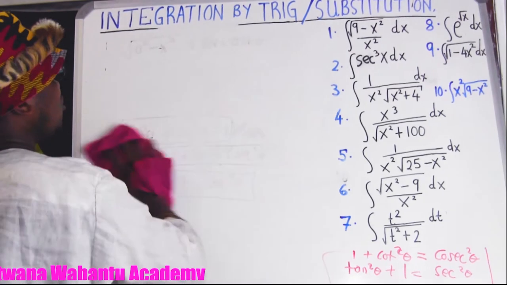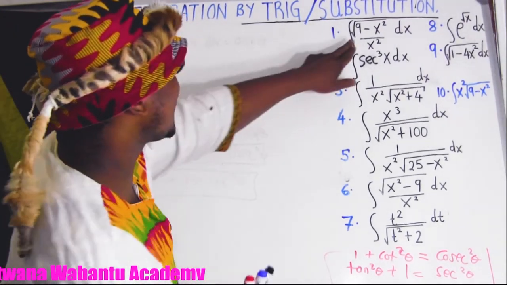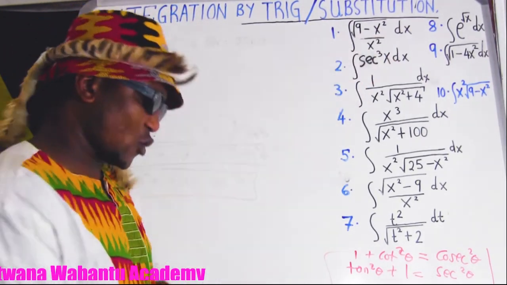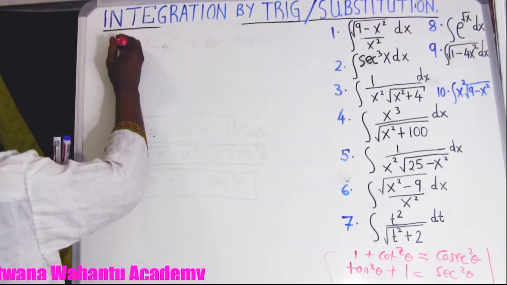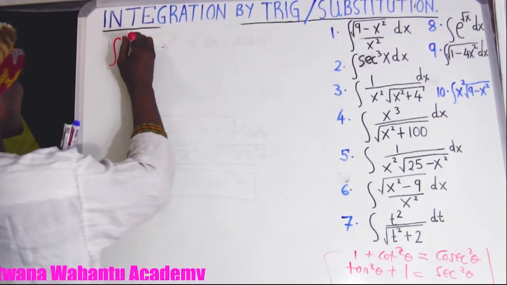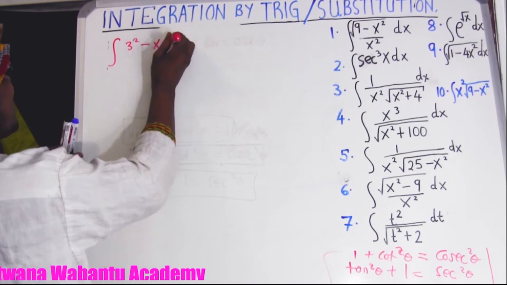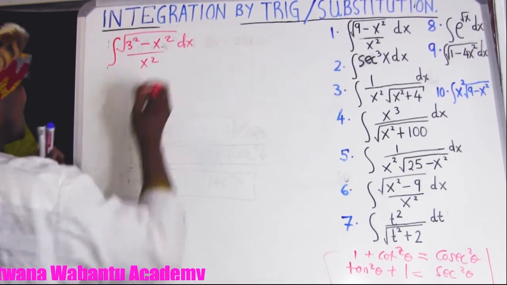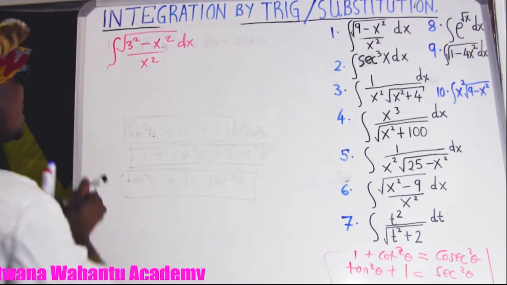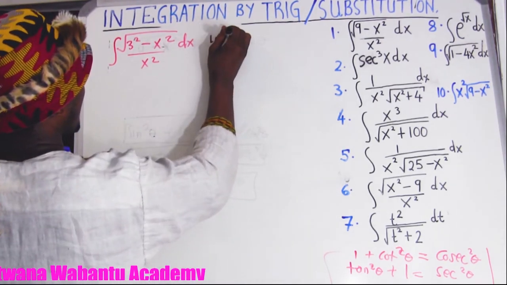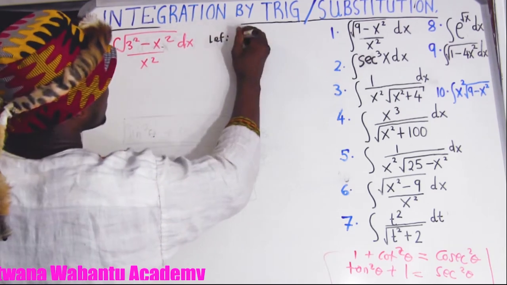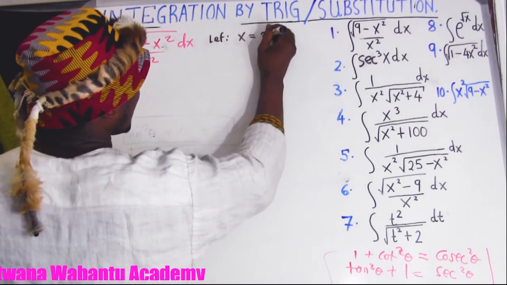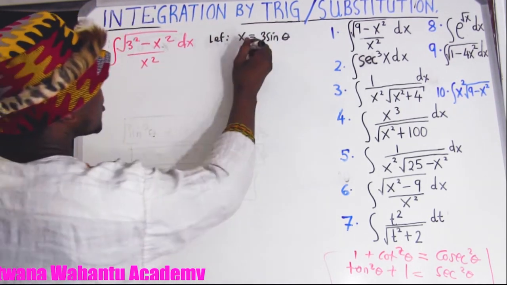So question number one. If you look carefully, this is a sine substitution, because I have a minus x squared. So I can rewrite this integral: 9 is like 3 squared, so it's 3 squared minus x squared, and then this is going to be x squared dx. So I can let x equal to 3 sine of angle.